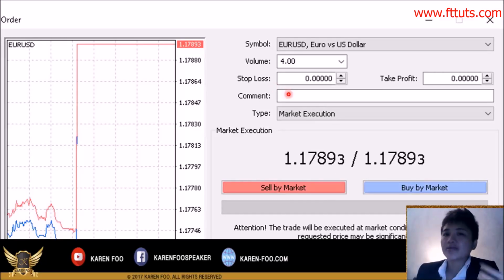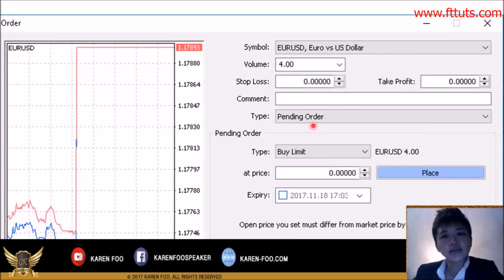When it comes to buy limit or sell limit, you need to click on this drop down box right here, then choose pending order. This is where you would choose whether you want to buy limit or sell limit. And this portion right here is where you would choose the price that you want it to execute at. Let's say for buy limit, you want to choose a price that is lower than your current price. For sell limit, of course, this price would have to be higher than your current price. Then all you need to do is click place and make sure that you set your expiry.